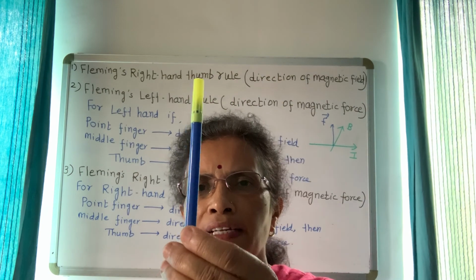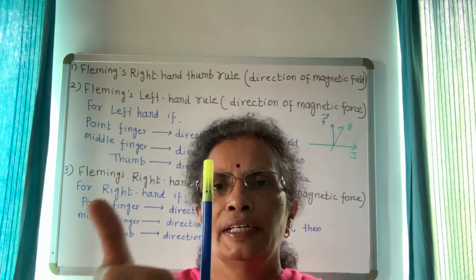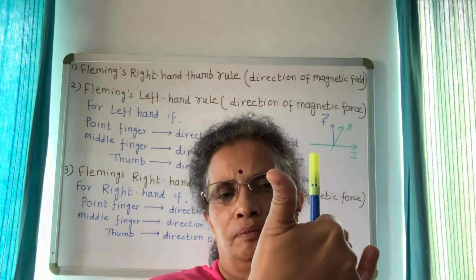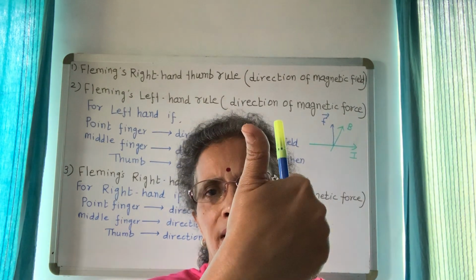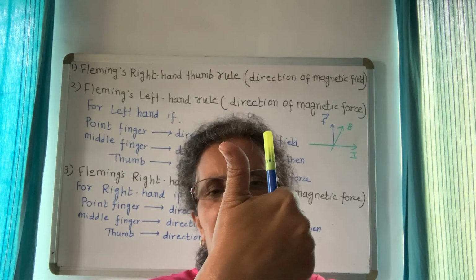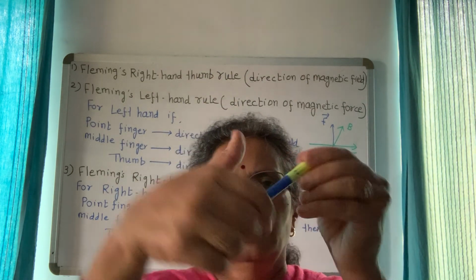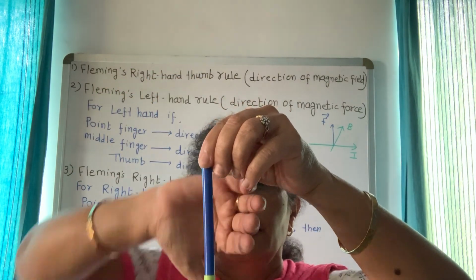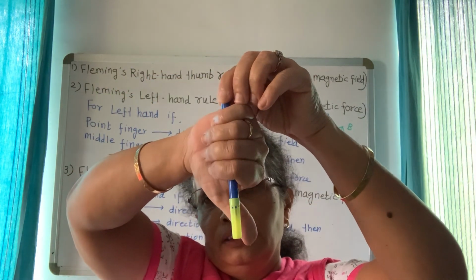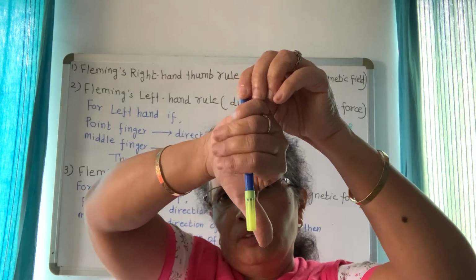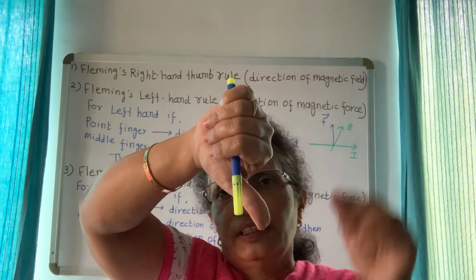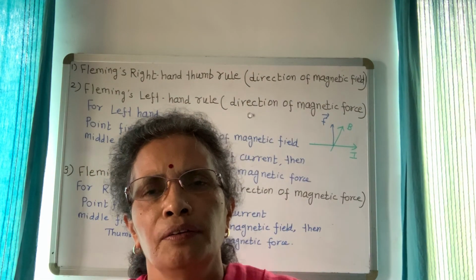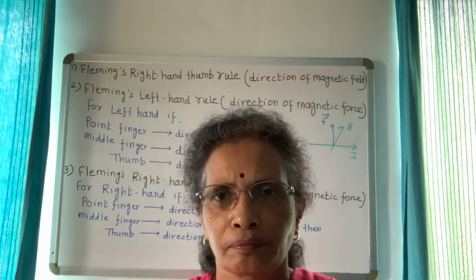If this is the direction of the current, you hold the conductor such that the thumb indicates the direction of the current. So the direction of the curled fingers is inside, so the direction of the magnetic field is inward. If it is the current, hold the conductor in your right hand such that the thumb represents the direction of the current, so the curled fingers will give the direction of the magnetic field. So in this way we can find out the direction of the magnetic field.